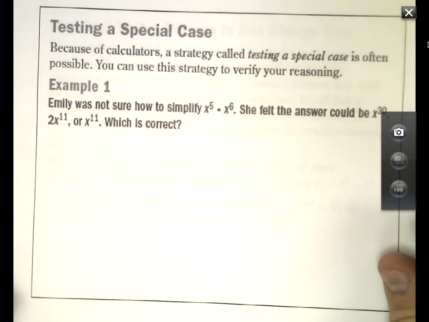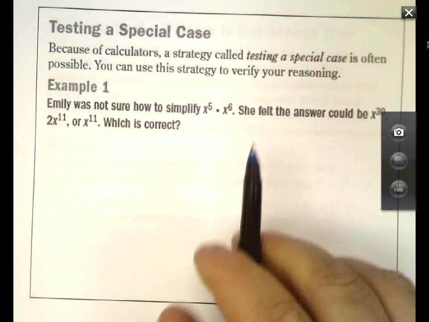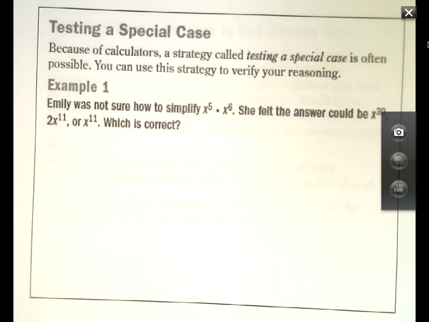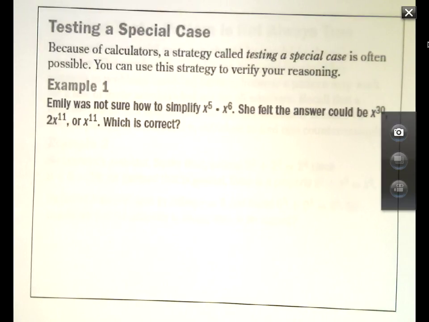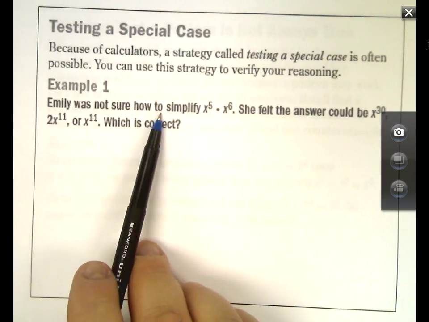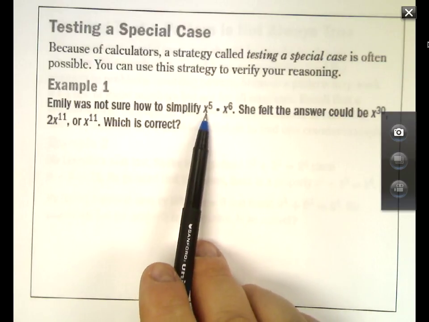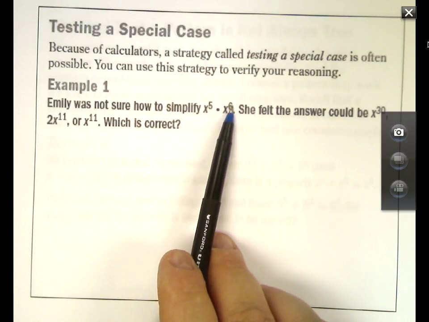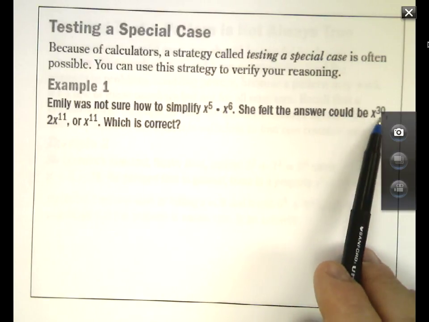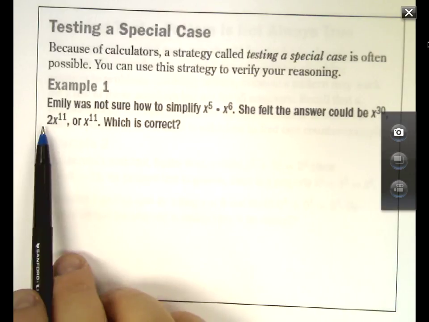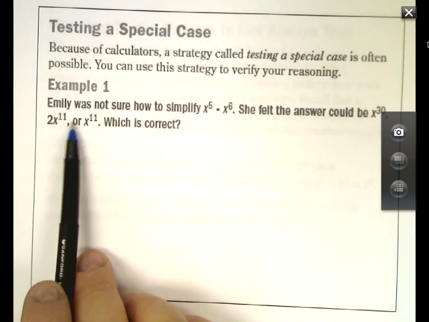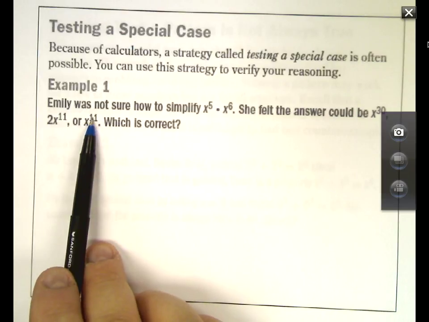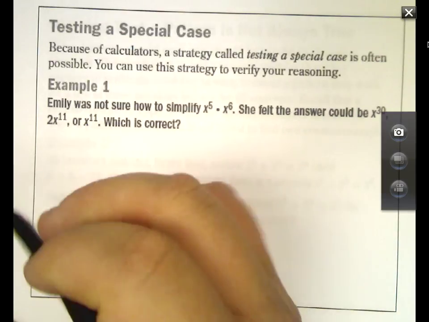Testing a special case. Because of calculators, a strategy called testing a special case is often possible. You can use this strategy to verify your reasoning. So let's look at example 1. Emily was not sure how to simplify x to the 5th times x to the 6th. She felt the answer could be x to the 30th, 2x to the 11th, or x to the 11th. Which is correct?